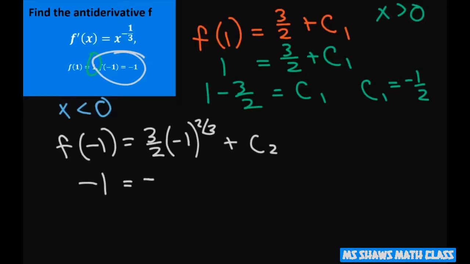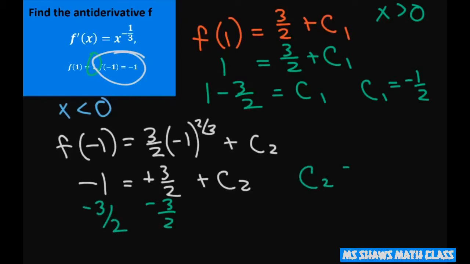let's see, square, cube root. So this is going to be plus 3/2 plus c2. So now you subtract 3/2 from both sides. So c2 is going to equal negative 5/2. Can we write this as 3 divided by 3? All right.